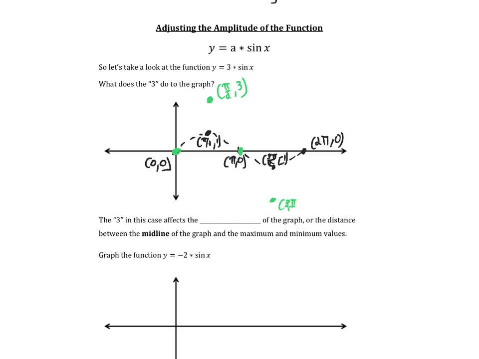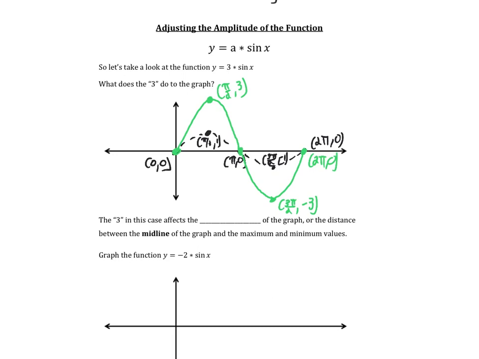3 pi over 2, negative 3. And 2 pi comma 0 become the same thing, 2 pi, 0. So what would this graph look like? Well, it kind of looks the same in the sense that it repeats and has this wavy look, but those hills and valleys are much steeper in this case.